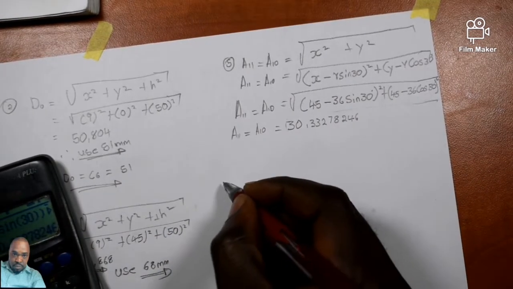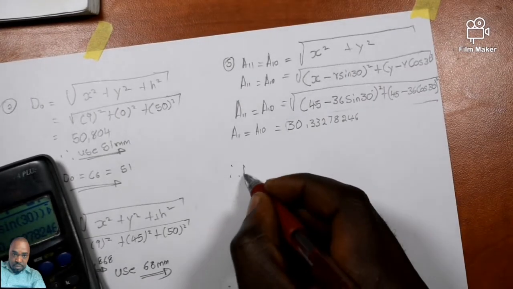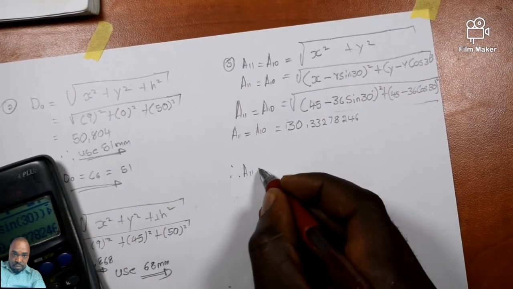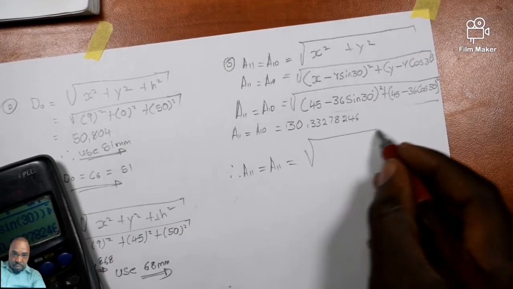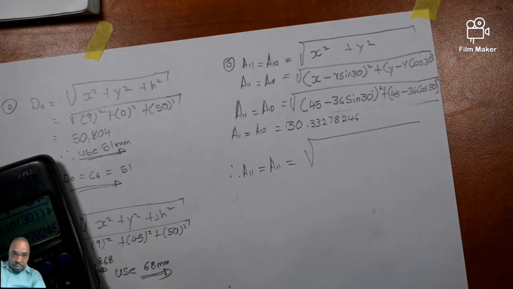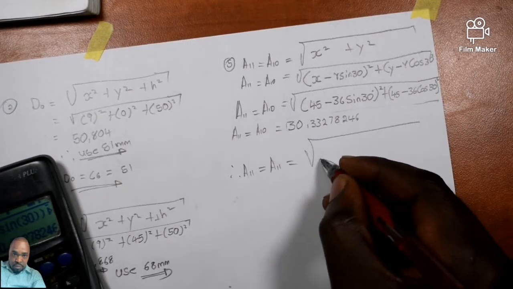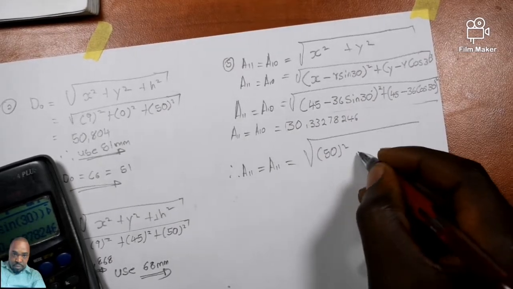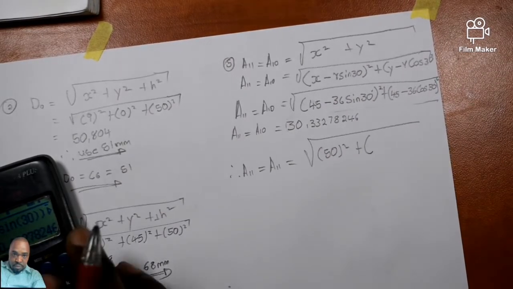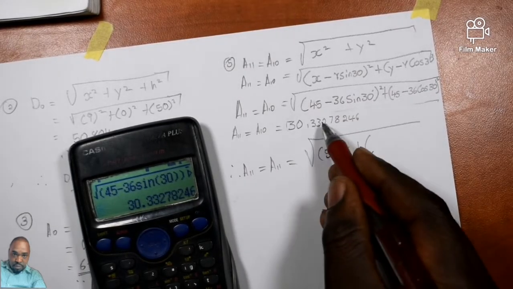So now I'm going to say therefore the distance of A11 is the same as A10. So now I have to include the height. You understand? So I'm going to say my height is 50 squared plus my answer, this one, isn't it? This answer that you got here.